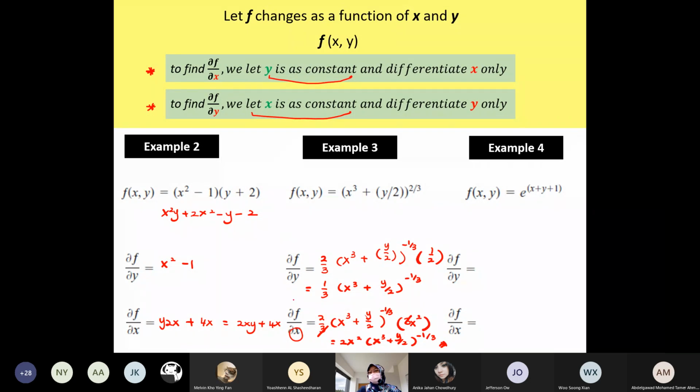Okay, can you see down here? Yes, Miss. Okay, can someone do this example 4? It's the same as the one I showed you previously, e to the power of u, e to the power of x. So now how to do the partial differentiation with respect to x and y? Anyone want to try?